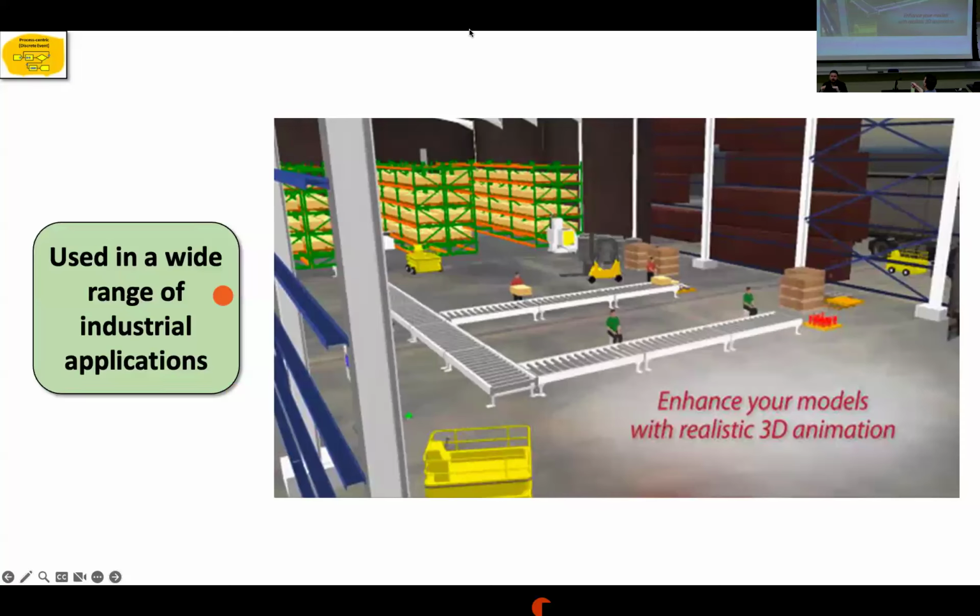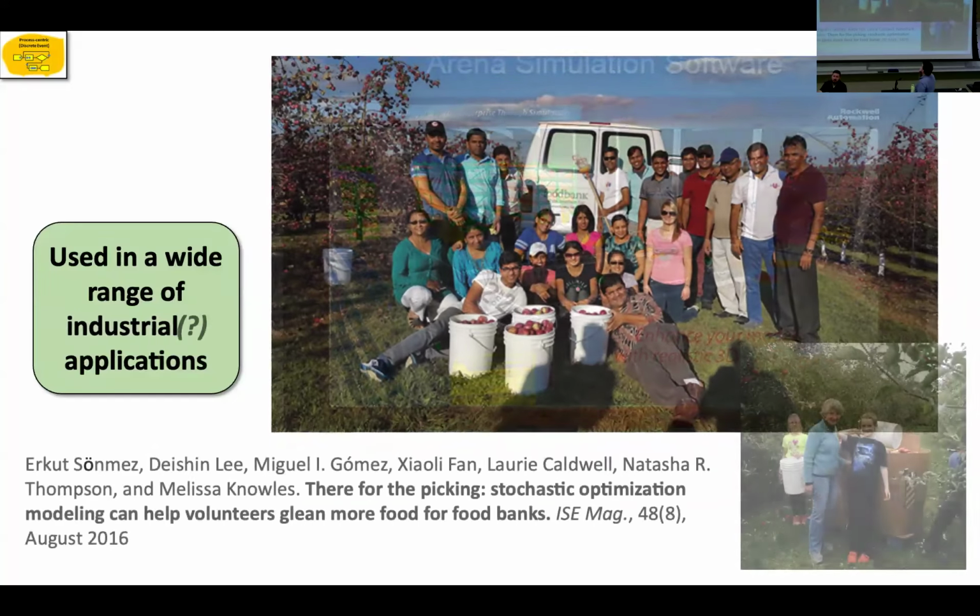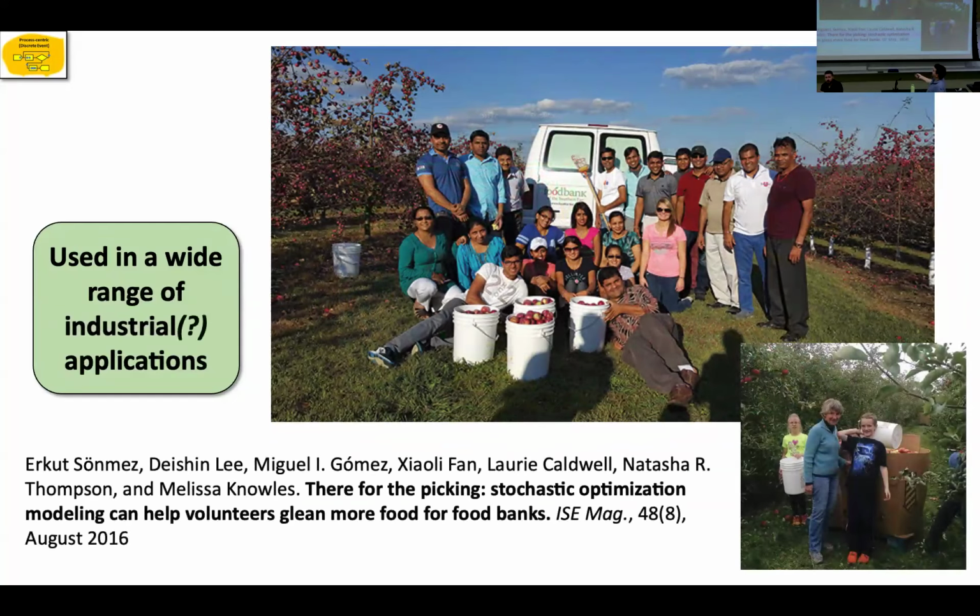You can use this in a wide range of industrial applications. Not just airports and emergency departments, factories for sure, and non-industrial applications. So this was a paper written a little while ago, but it was about gleaning. It was a food bank that goes and collects apples that were not fit to sell, so they could donate them to those that were immediately in need.